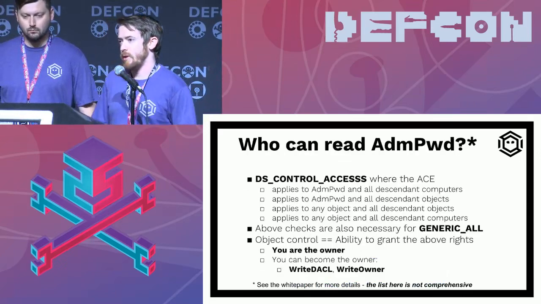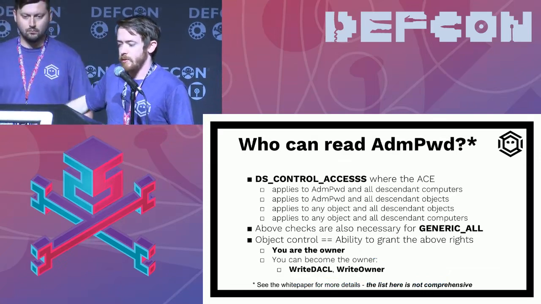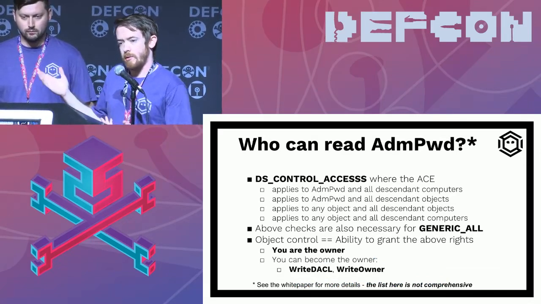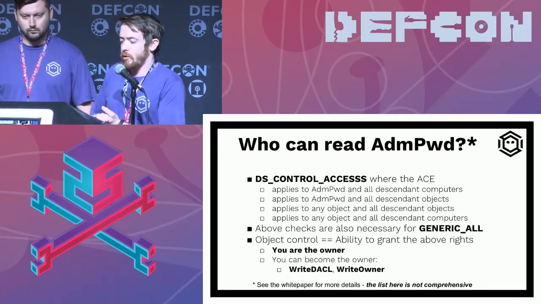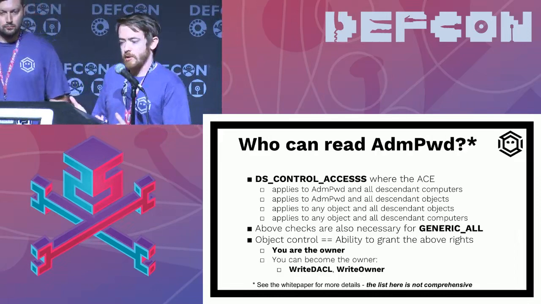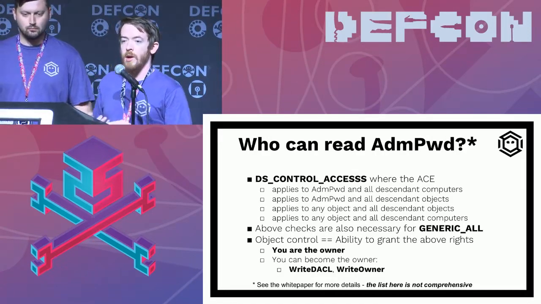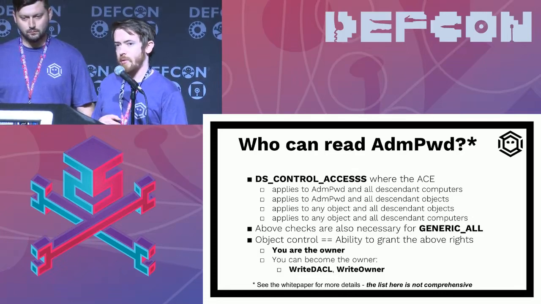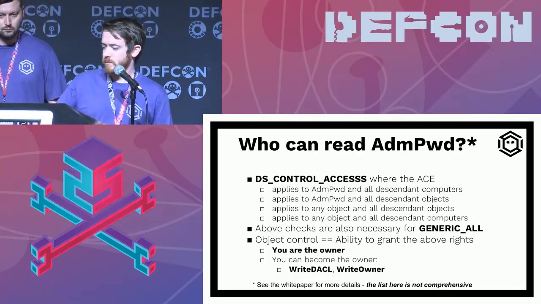So here's who can actually read the admin password. We have some DS-Control-Access and a whole bunch of inheritance kinds of issues. The above checks also GenericAll, because that will imply DS control access. Also, that object control stuff that we talked about: are you the owner? Can you modify the DACL or can you modify the owner? This list is also not comprehensive, so the white paper was updated. There are several more flaws we discovered just a few days before giving the presentation.